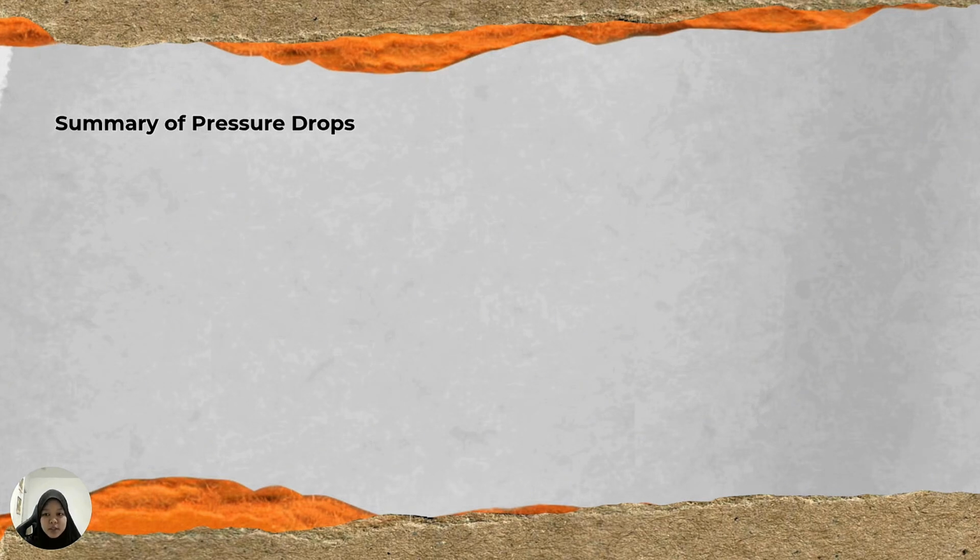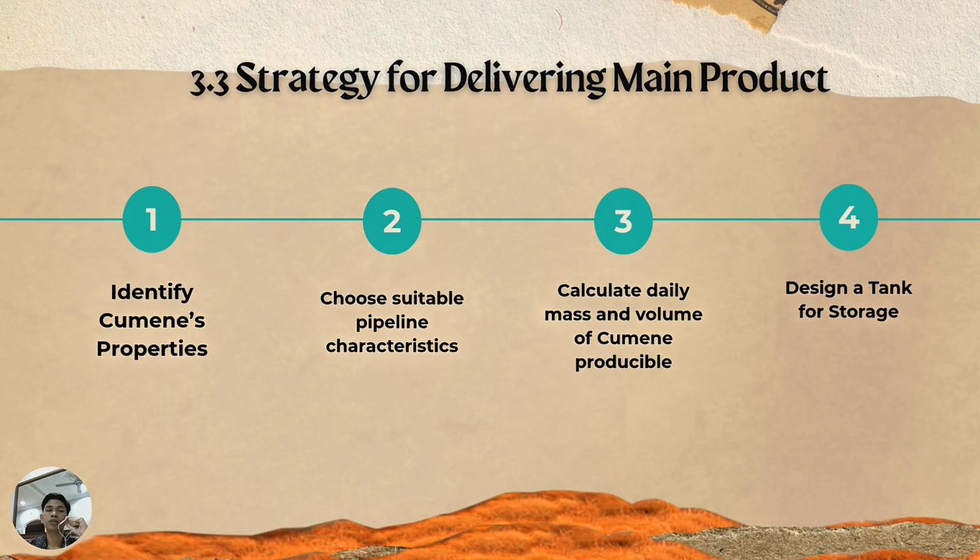Finally, the same steps utilizing Bernoulli's equation were used in other pipes, and this concludes us to the summary table of pressure drops comparing all pipelines from P1 to P8, allowing identification of lines with the highest loss. There are four main steps to construct a strategy to deliver our main product, which is cumene.